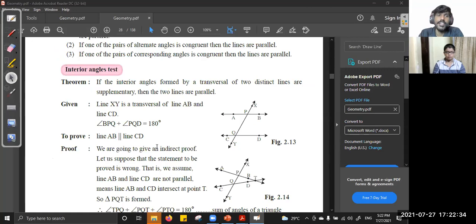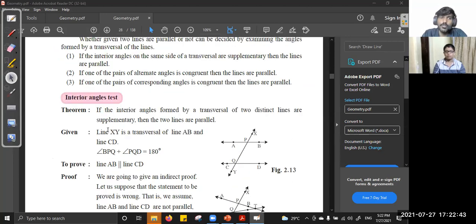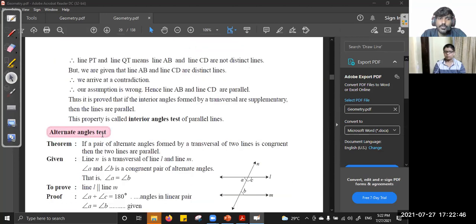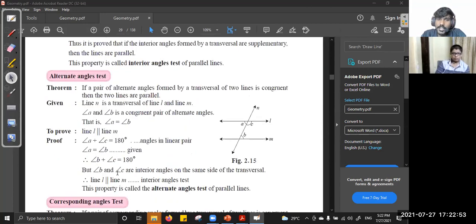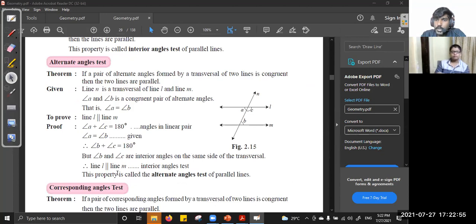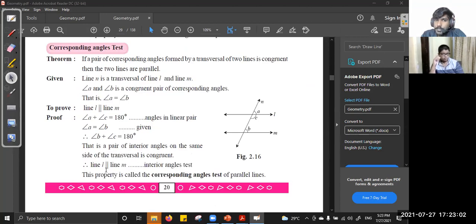Okay. Next is the interior angle test. These are the proofs, so we'll not do the proof. Interior angle test: if they're supplementary, the lines are parallel to each other. Second, alternate angle test: if any one pair of alternate angles are equal, the lines are parallel to each other. This is a proof for it. And third, if any one pair of corresponding angles are equal, then the lines are parallel to each other. This is a proof for it.